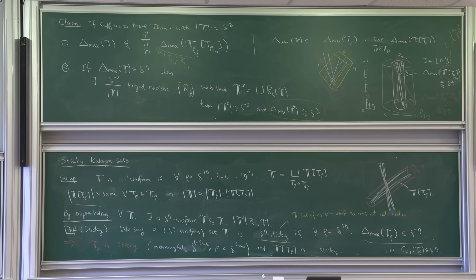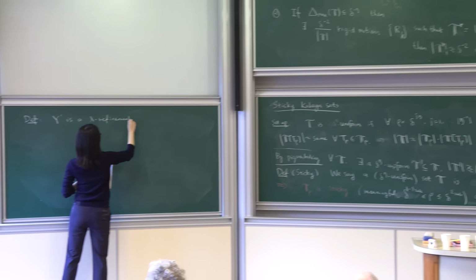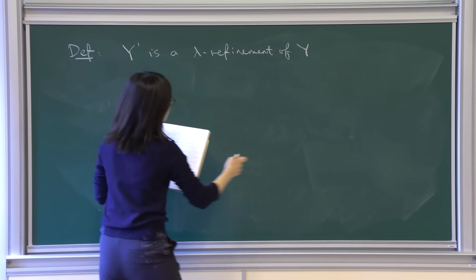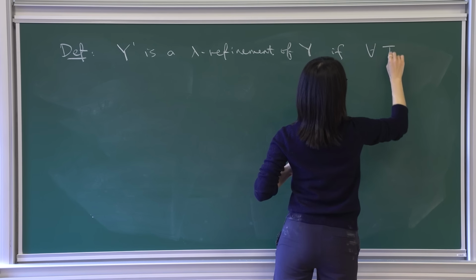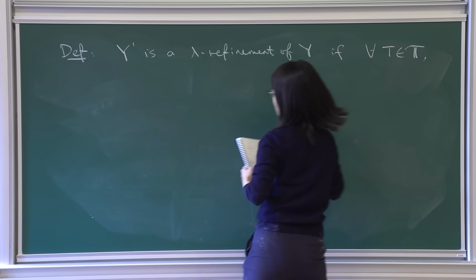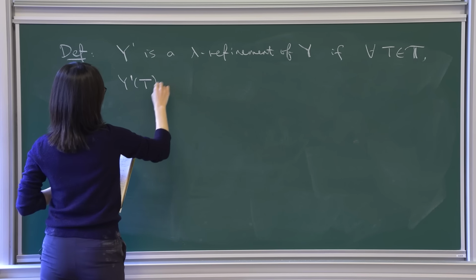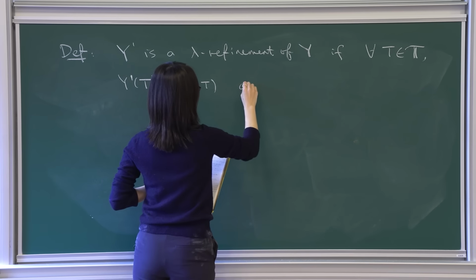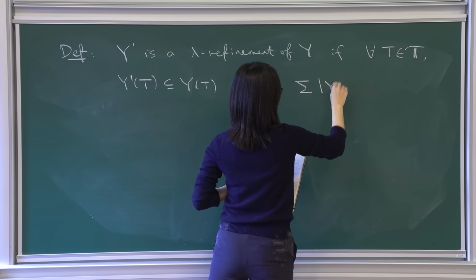We say that Y' is a lambda refinement of Y. The first definition is quite simple. If for any tube T in our collection 𝕋 on Y', Y'_T is a subset of Y_T, it's also a shading, and the density is still sufficiently large.